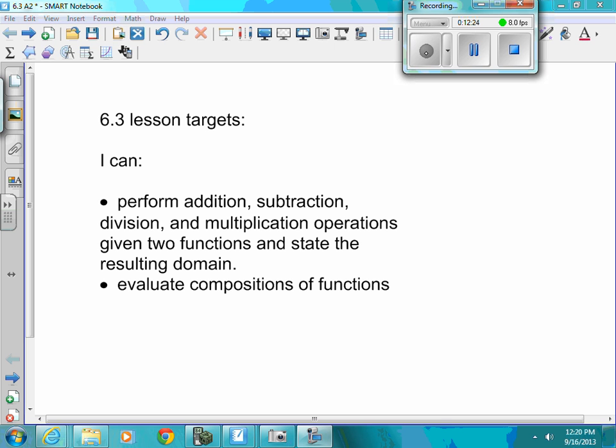So did we hit our targets? I think we did. We did all the basic operations, addition, subtraction, multiplication, division for two functions, and we talked about the domain that results from doing those operations, and we also learned how to compose two functions. Different compositions working inside out. You do the innermost function first, take that output value, and it becomes your input for the next function.